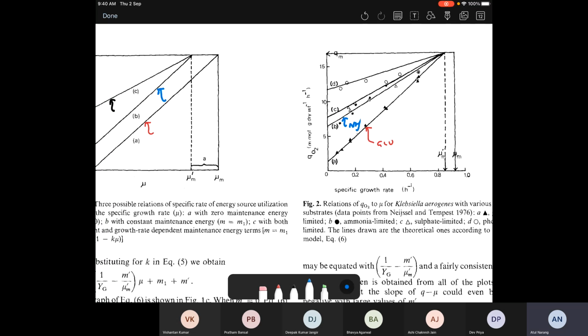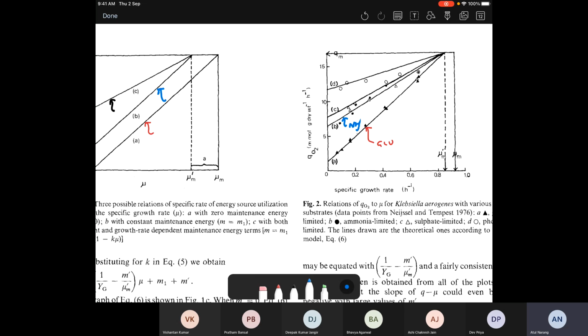And I'm getting ahead of myself here, but the people who got this data came back and said, your theory makes no sense. Are you telling me that the maintenance is somehow higher in nitrogen limited cultures as opposed to carbon limited cultures? Because maintenance by definition is energy being used for non-growth related purposes.